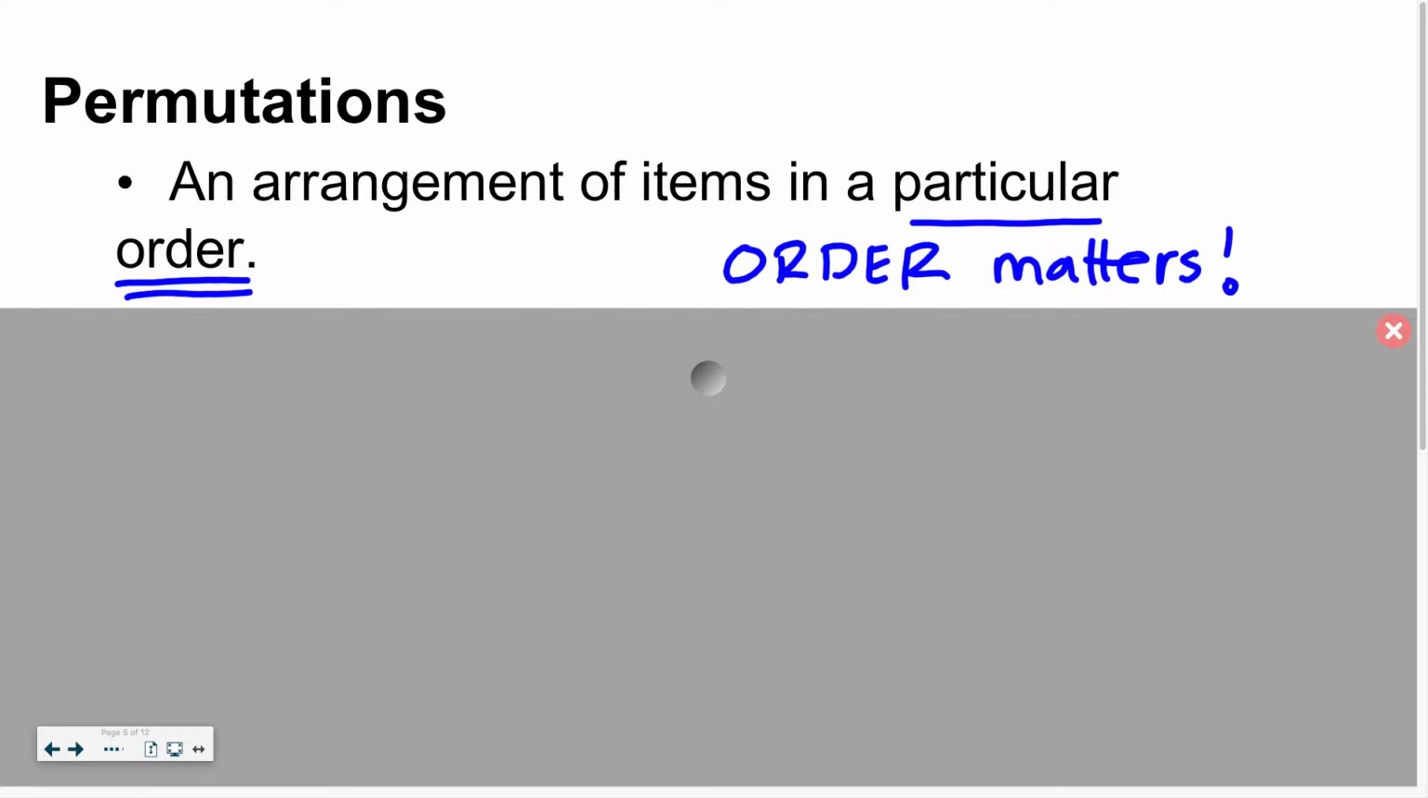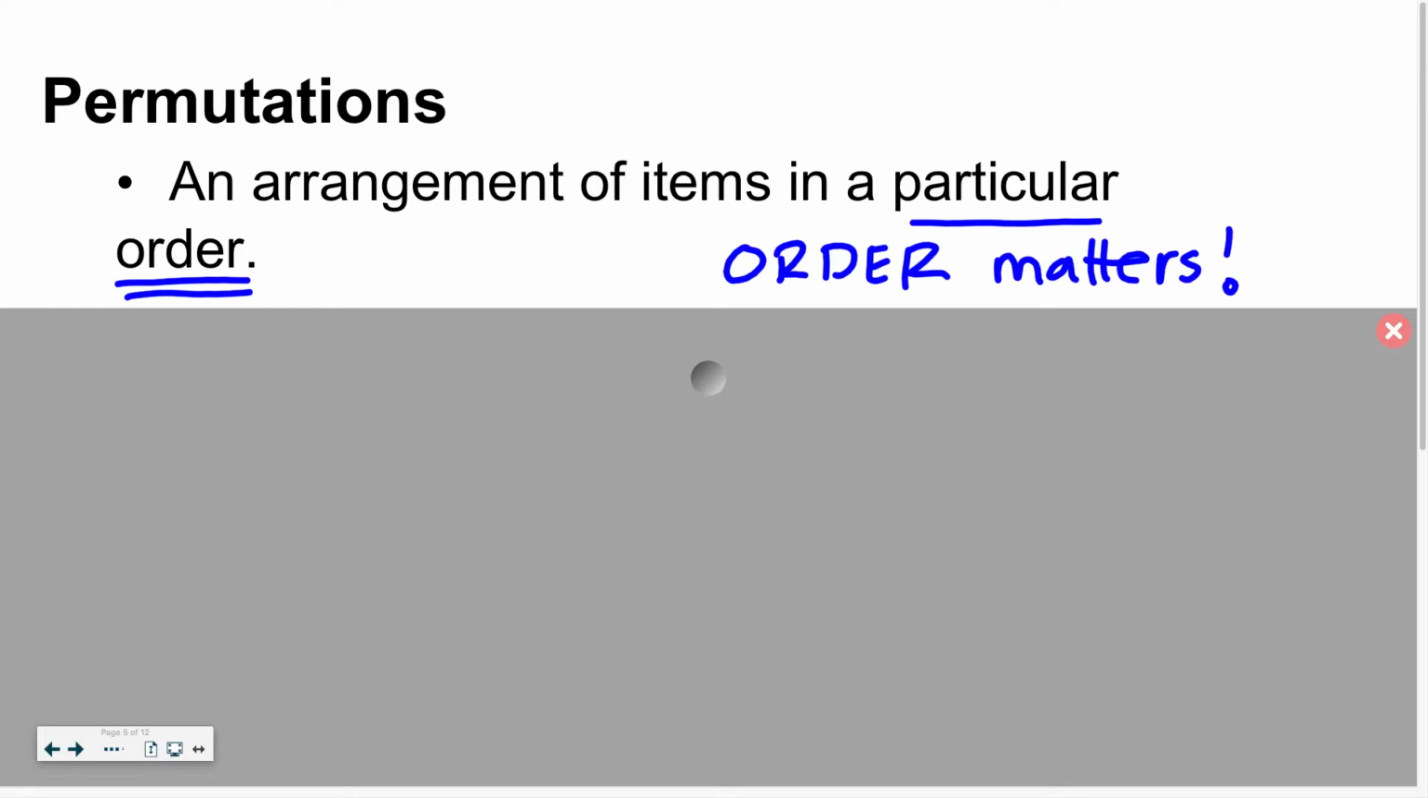An example of an arrangement of items in a particular order would be like my seating arrangement in the room. So you have been assigned a seat at a particular pod, and let's say I'm gone, so there's a substitute. It matters that you sit in the right spot so that this sub knows who you are. So your order matters. You just can't sit anywhere you like, in the pod or anywhere in the room. Okay, so a seating arrangement would be an example of a permutation.